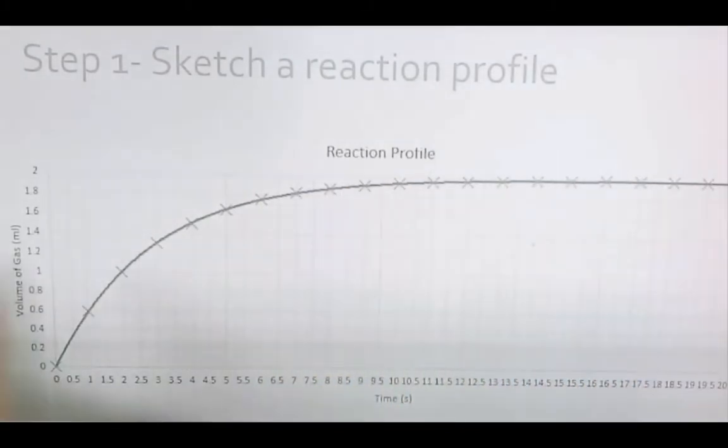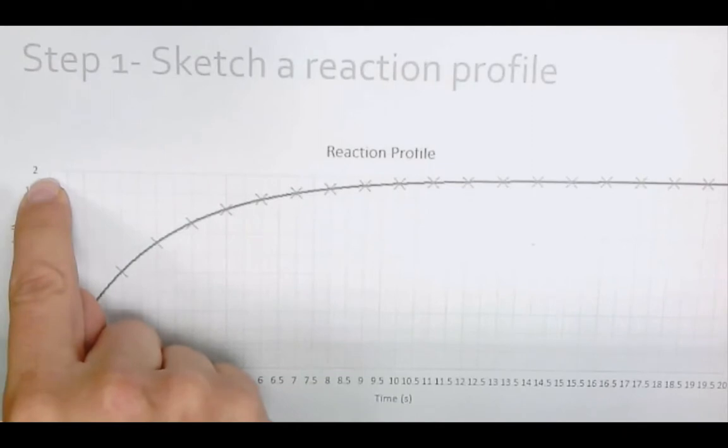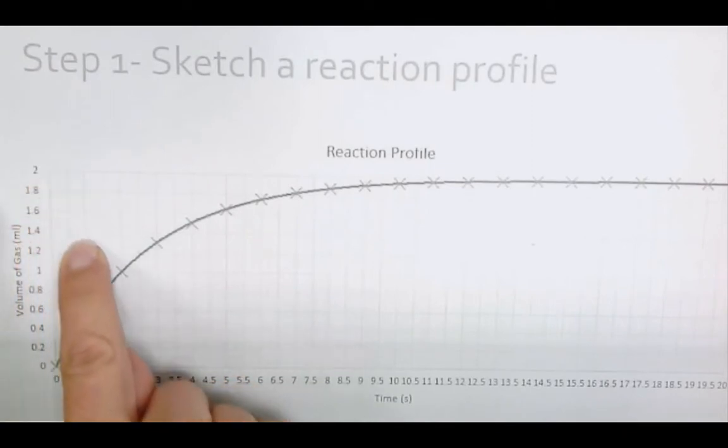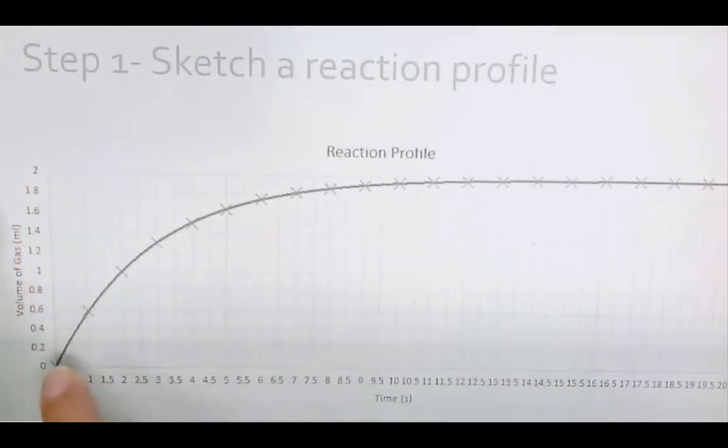If it was a reactant, then we would start off with some at time zero, and that reactant would get used up over time. So I know that this is a product line. I want to make note of my axes: the x-axis is time in seconds, and the y-axis over here is volume of gas collected in milliliters. Sometimes this will be a concentration, but in this particular graph, it is volume.